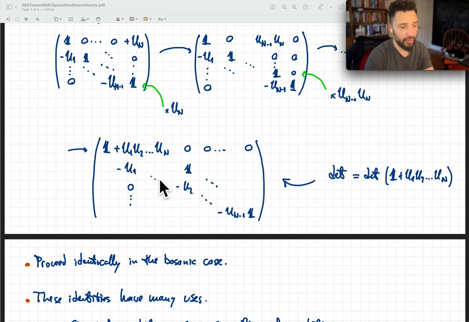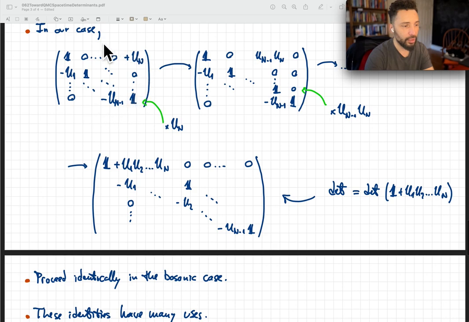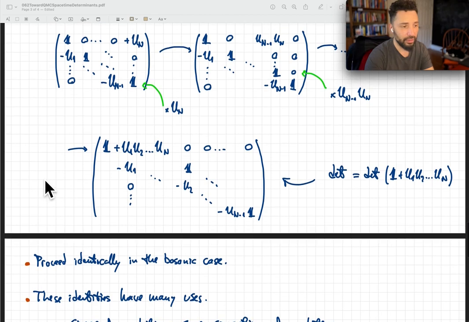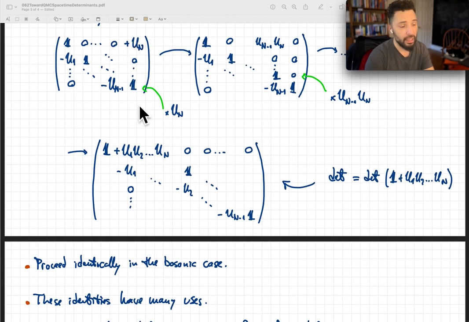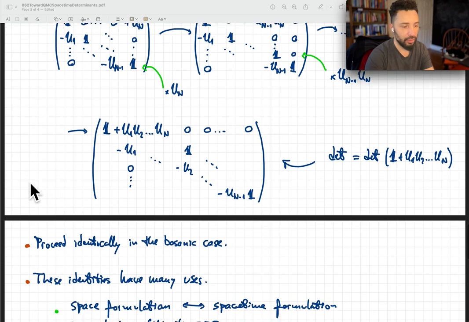And so this tells us that the determinant of this matrix over here is simply the determinant of this matrix, which turns out to be just the determinant of this block up here, because there are ones on the diagonal after that. And so the determinant of this big matrix is just the determinant of 1 plus u1, u2, all the way through un. And so that proves the case for fermions. Then the proof for the bosonic case is identical. It's just that you have to keep track of this minus sign over here, and you end up concluding that the determinant of that matrix with the minus sign is the determinant of 1 minus u1, u2, all the way through un. So that is really how you go about proving this.